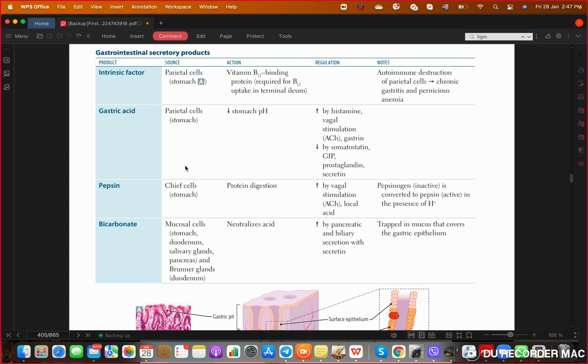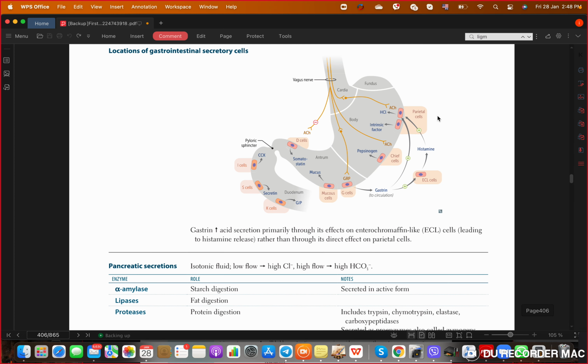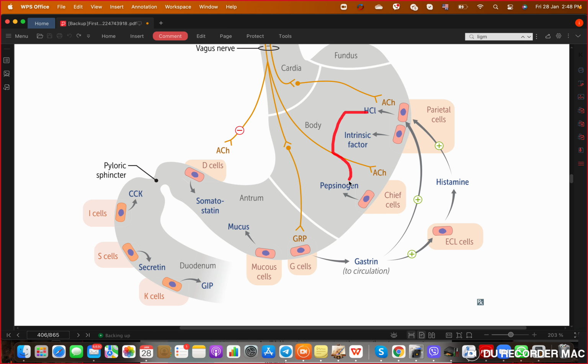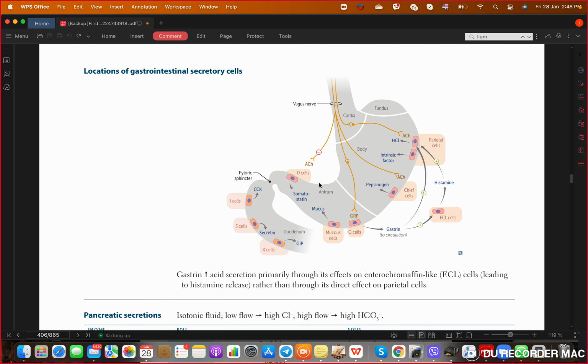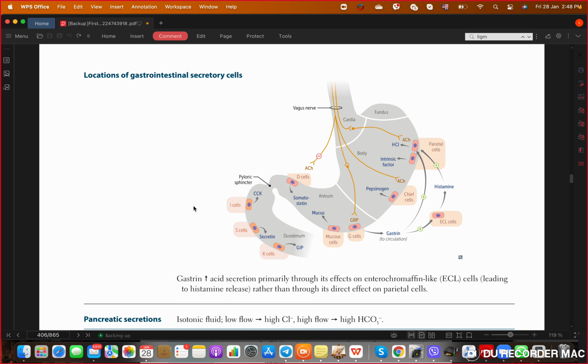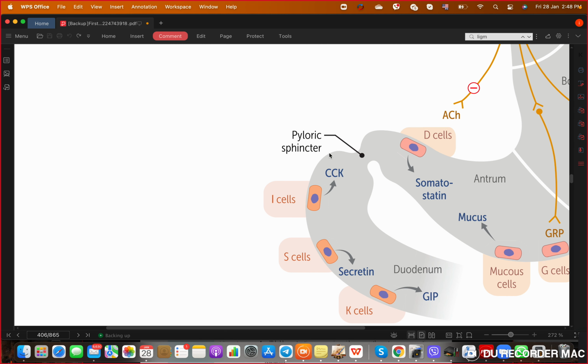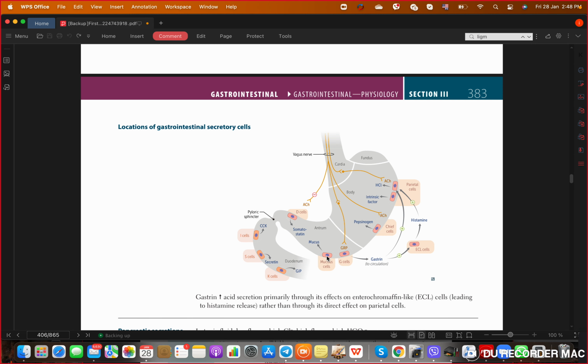Okay. So it's increased by vagal stimulation, by acetylcholine and local acid. Pepsinogen is inactive. It's converted to pepsin in the presence of HCl, which stimulates it. So you can see here, HCl stimulates pepsinogen to become pepsin, which is the active substance. Really quick: cholecystokinin and secretin are all in the duodenum, and they help the initiation of the duodenal phase. Yes?